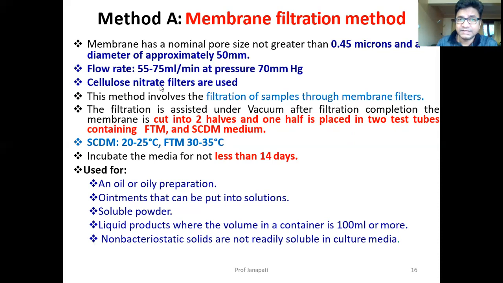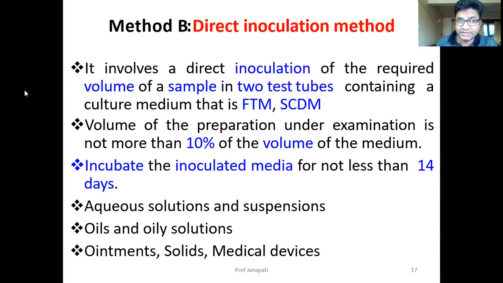Next one, we can see it, the direct inoculation method. What happens is that you dissolve the sample in the medium as specified in the pharmacopoeia. You take a sample through injection, 1 ml or 10 ml, whatever we have told. Then add it to the fluid thioglycolate medium or soybean casein digest medium. So how much do we need to add? Not more than 10%. Then incubate it for 14 days and check whether the microorganisms are growing or not. So these are the sample preparations which can be used for the direct inoculation method.